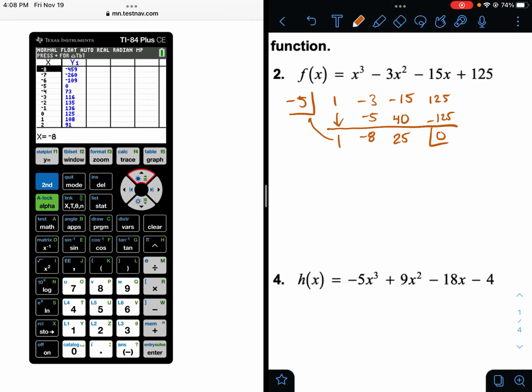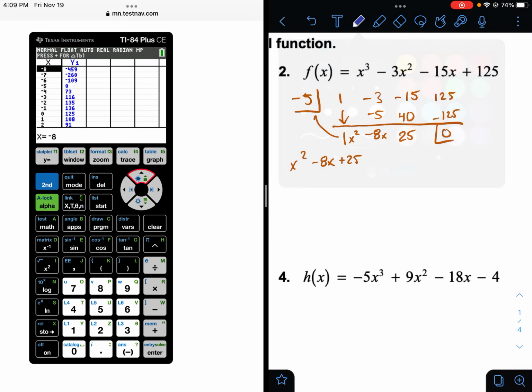Remember, the whole purpose of doing this is so we can get it into a type of equation that we can actually solve. Because it was a cubic, when you do synthetic division, it reduces down a degree into a quadratic. So here's our quadratic equation, and then we can use the quadratic formula for this. I'm just going to move this over to the side here, and then use the quadratic formula to find my other two solutions.